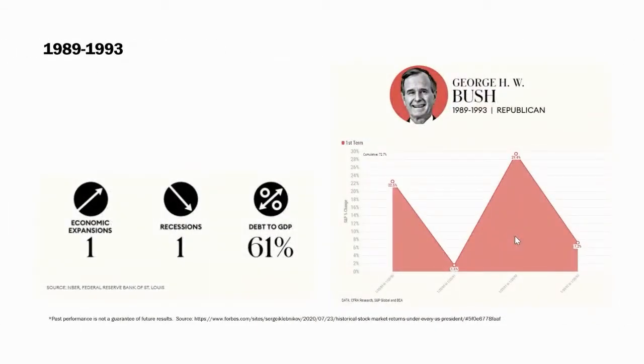So then we transition to George H.W. Bush from 1989 to 1993. And the big push for George Bush was no new taxes, read my lips. We saw an economic expansion, a recession, debt to GDP. Unfortunately, that promise to the American people probably ended up being his downfall.